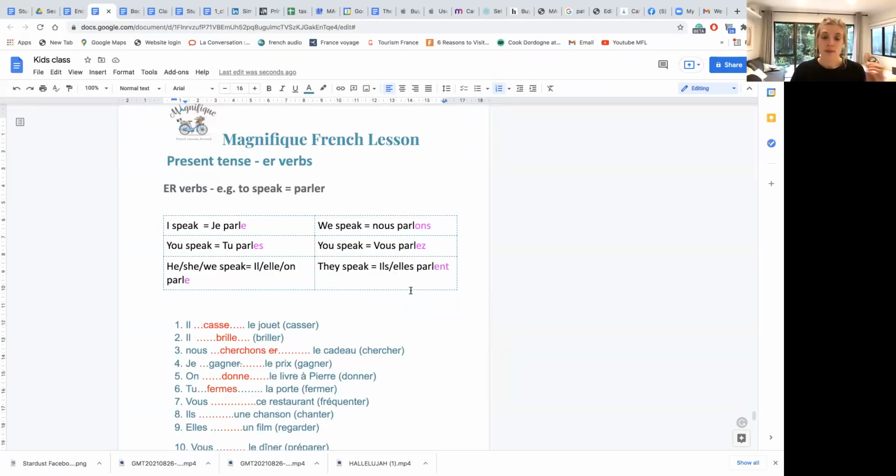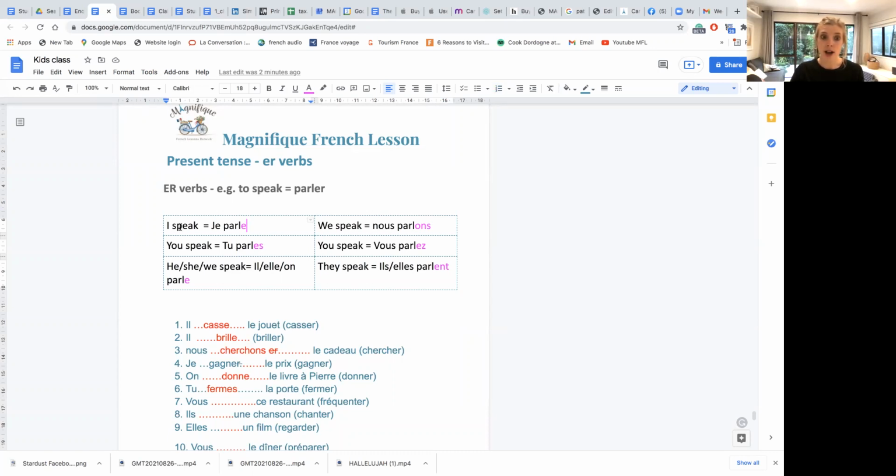So I'm going to share my screen. So basically, there's many different verbs in French and many of them end in ER. If they end in ER, they follow the below pattern where the letters are in the purple color. So here we have parler, which is to speak.